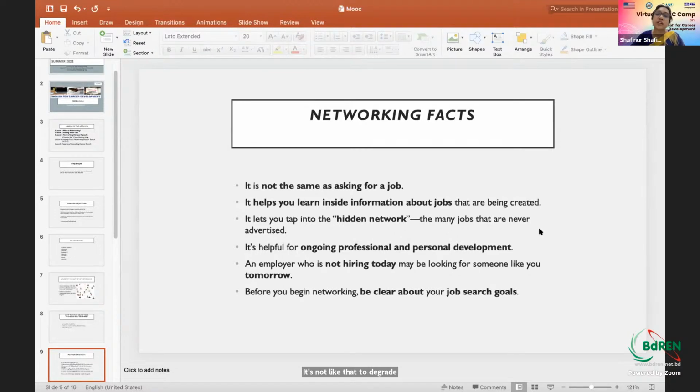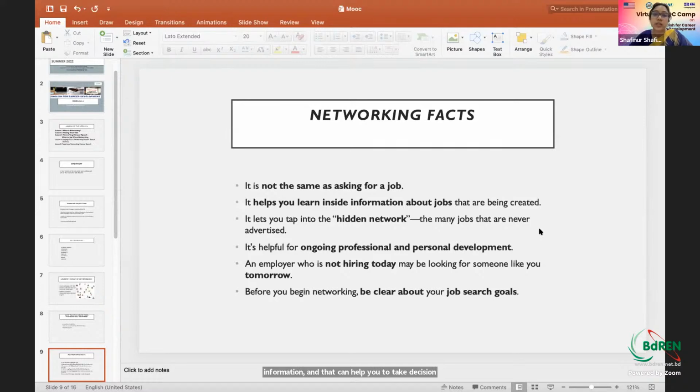Networking actually helps you to learn inside information about jobs that are being created. For example, maybe you are interested in joining a very renowned school, college, or university, but you don't know the work environment there. You don't know what the salary structure or the job security is. From networking, you can get that information, and that can help you to make decisions about your future.